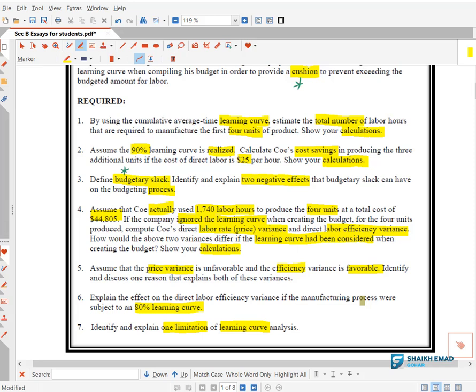Okay, the second reason may be I paid them more because I want to motivate them. I paid them more, they got motivated and they worked efficiently. Think about it. You paid them more, they got motivated, they worked more efficiently. This is also possible. So when you paid them more, the rate variance is not good, but they worked efficiently, so efficiency variance is good.